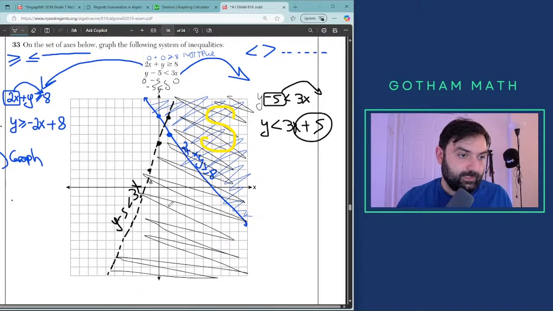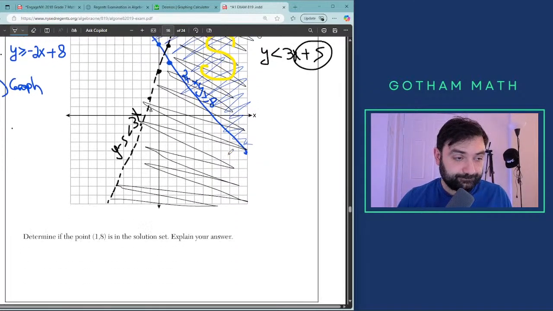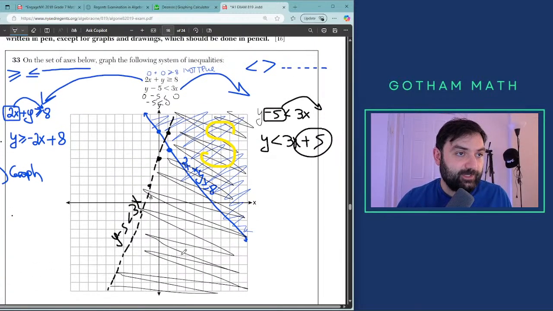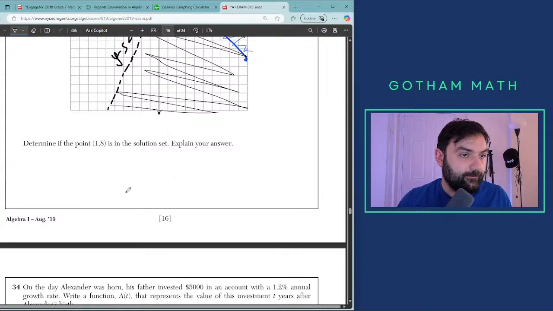All right. This is it in terms of the graphing. This is 3 points already out of 4. And the last question: determine if the point 1, 8 is in the solution set. Explain your answer. 1, 8. 1, 2, 3, 4, 5, 6, 7, 8. It's not in the solution set. Why not?